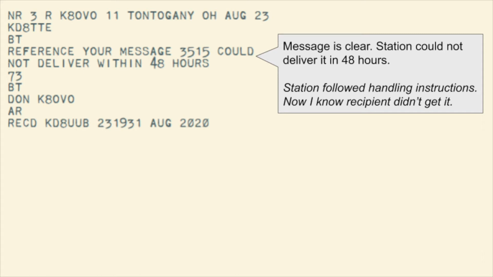The station attempting to make the delivery was following the handling instructions. How it got from AB8MW to K8OVO doesn't matter to me. The point is that the system of relay is working. Those stations are doing their job, moving my message for me. And so it got to the point where it was close to its target. That station could not reach the target, and so this message comes back advising me so.